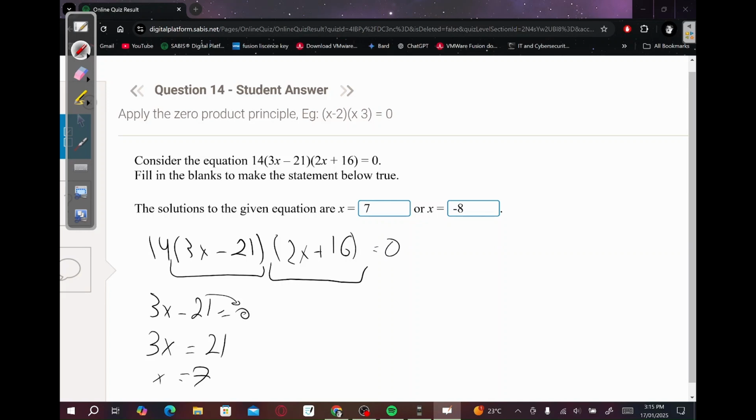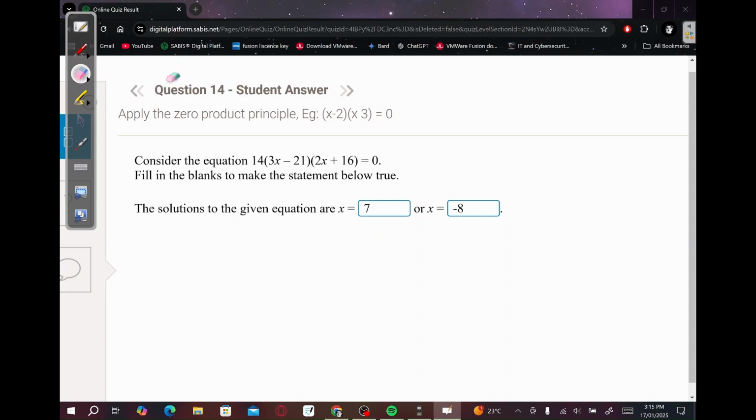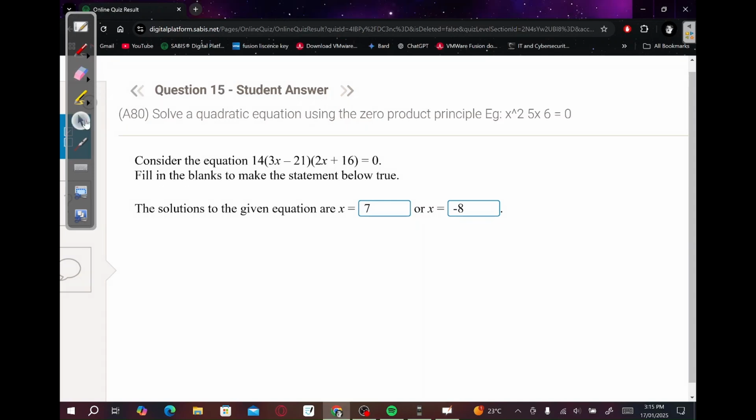And 2x plus 16 is equal to 0. 2x is equal to negative 16. X is equal to negative 8. See, instead of expanding then using the calculator to solve for x, you just do this. It's much easier. Okay, question 15.